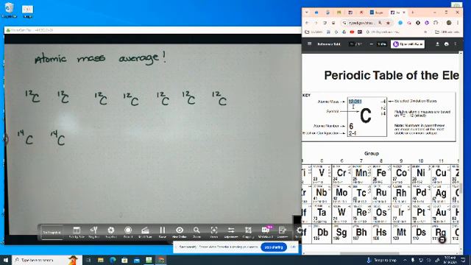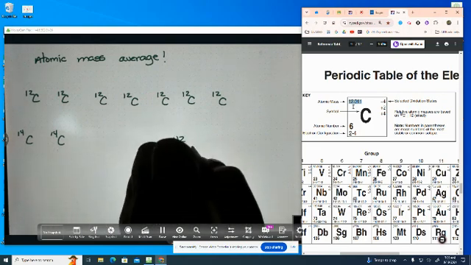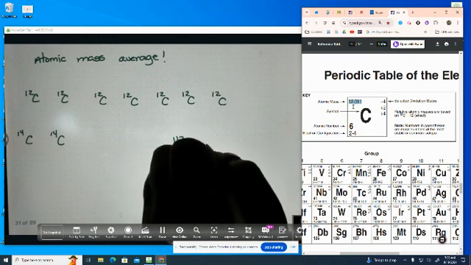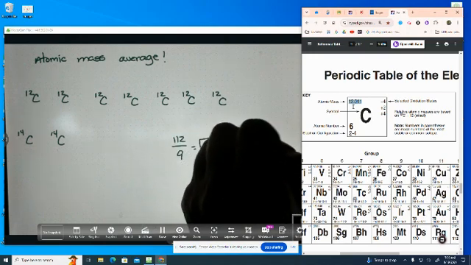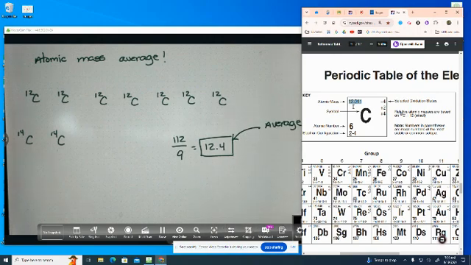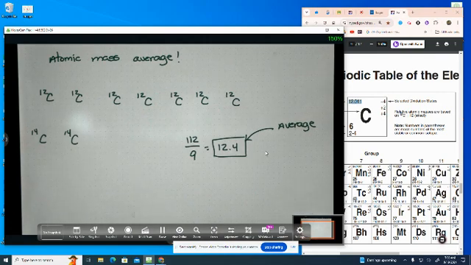12 times 7, which is 84, plus 14 and 14, which is plus 28. That's going to give me 112 divided by 9. And I get an average of 12.4. That's assuming that a scientist could count individual atoms, right? Can't do that. So we have to come up with a way of getting this 12.4 without adding them all up and dividing by the number.